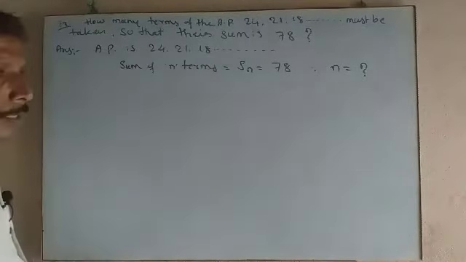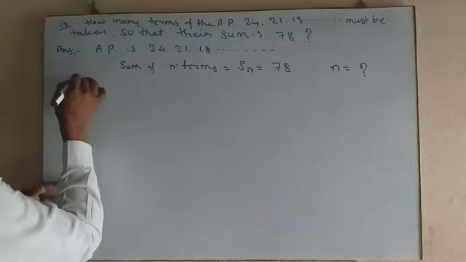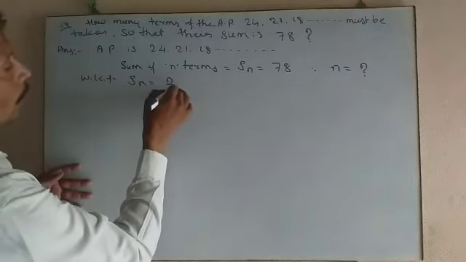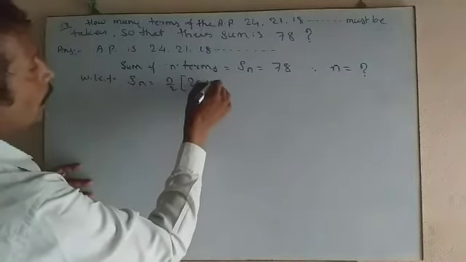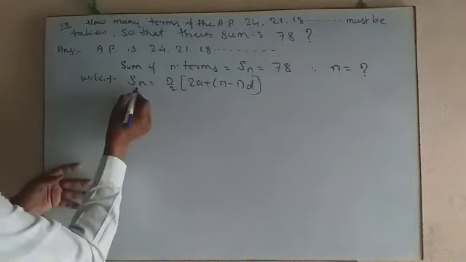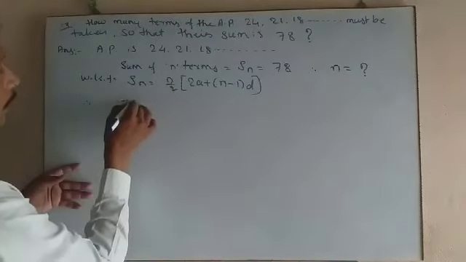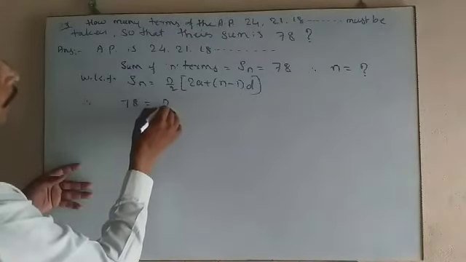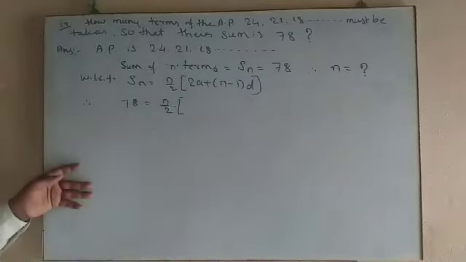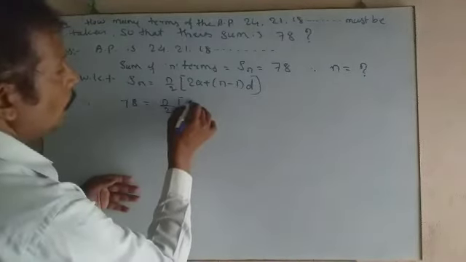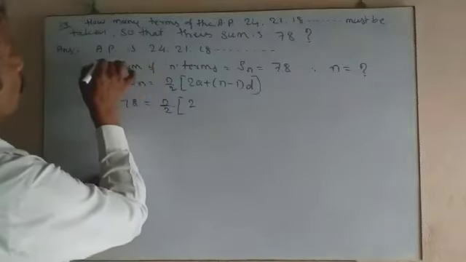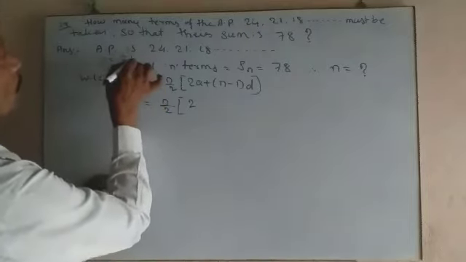Use this formula to find the sum of n terms of an AP. We know that Sn is equal to n by 2 into bracket 2a plus n minus 1 into d. The value of Sn is given in the question. It is 78 is equal to n by 2. We don't know the value of n, so write n by 2 as it is. 2a, where a is the first term. a is the first term. It is 24.